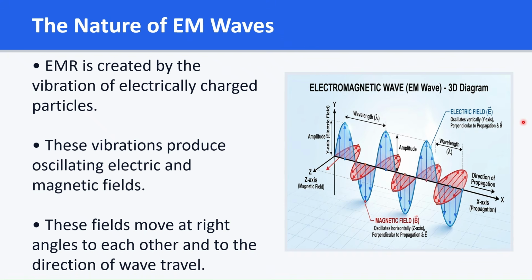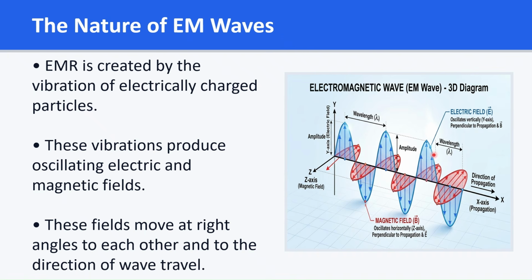So my question is, how do these waves start? Paano ba ito nagsimula? So it all begins with a charged particle, like an electron. So electron na makita sa atom, no? That moves back and forth, or it vibrates. So again, EMR is created by the vibration of electrically charged particles, or what we call the electrons. These vibrations produce oscillating electric and magnetic fields. So it moves back and forth.